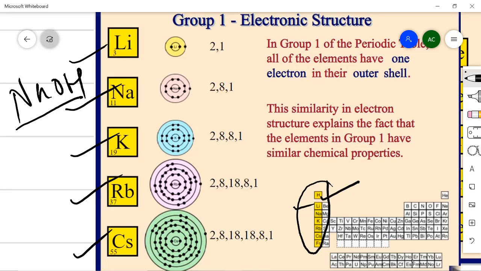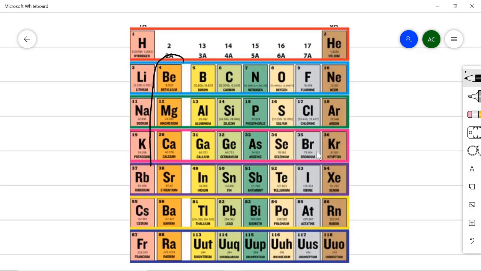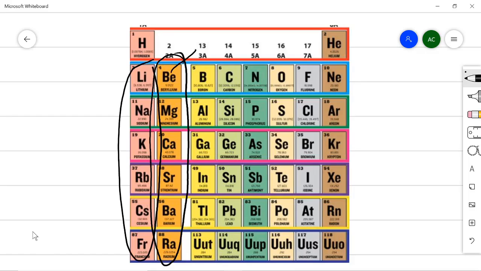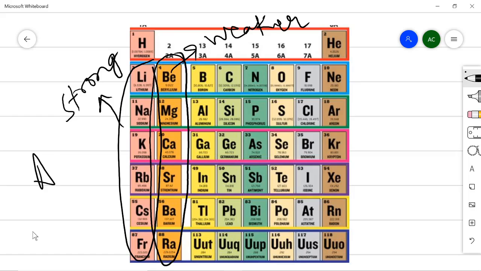And then we have group 2, the second group: beryllium, magnesium, calcium, strontium, barium. These are the members of the second group, and they are known as alkaline earth metals. Why are they known as alkaline earth metals? Because they also form alkalis similar to the first group, but they form weaker alkali than these. These form strong alkali, and those form weaker alkali, so they are known as alkaline earth metals.